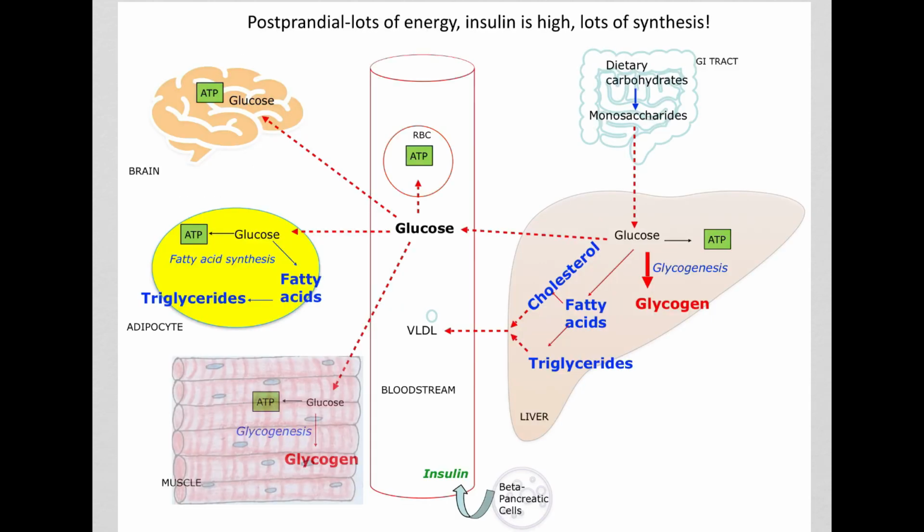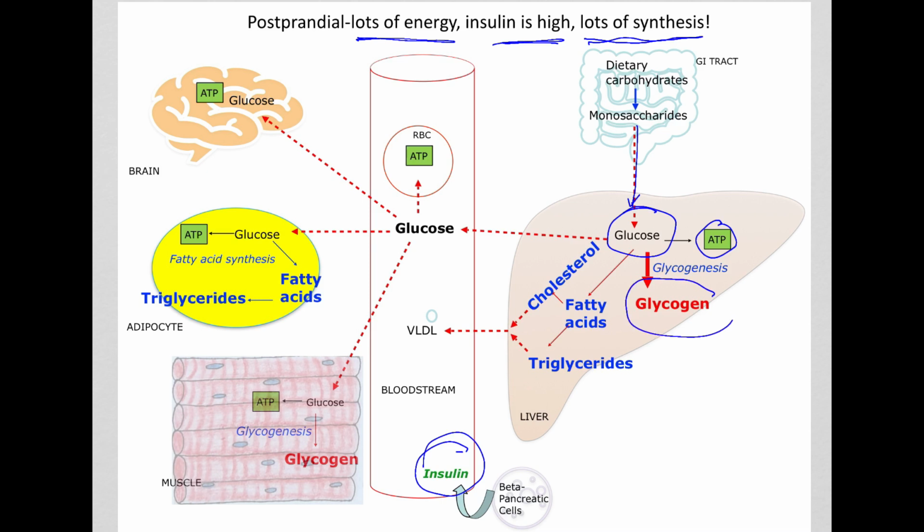In the postprandial state, there is a lot of glucose available from the diet, and that glucose can provide ATP, energy. So there's lots of energy for all the cells because your blood glucose levels are high, and since your blood glucose levels are high, the insulin levels are high. And insulin is an anabolic hormone. It stimulates synthesis. So there's a lot of synthesis going on.